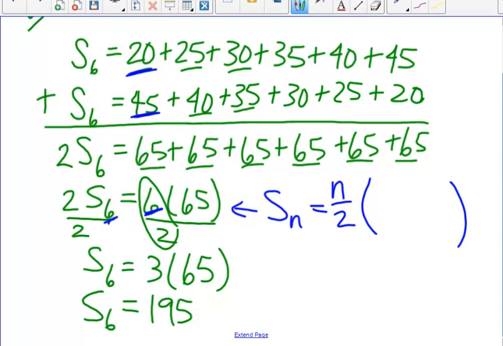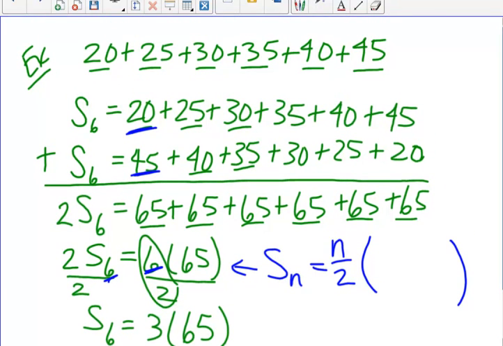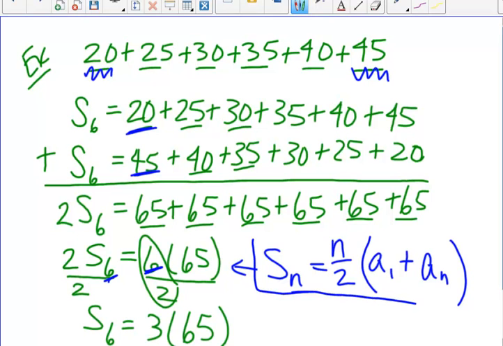And the interesting thing about this, which will be true for any one of these series, is that the 20 is the first term and the 45 is the term that's in the position of how far I want to go. So really I'm just going to multiply n over 2 times what I get when I add up the first term and the nth term, which corresponds to this n. So this is helpful when we're trying to add things up, especially if there's a whole bunch of terms and we don't want to have to add them all.